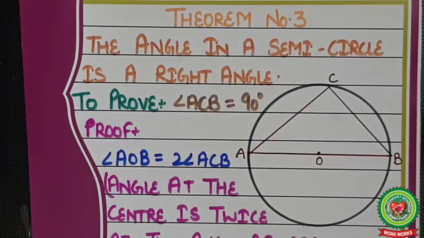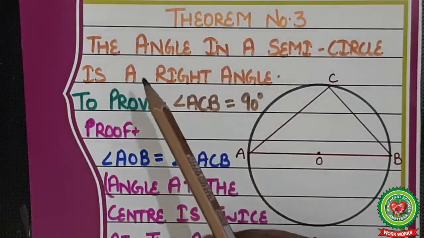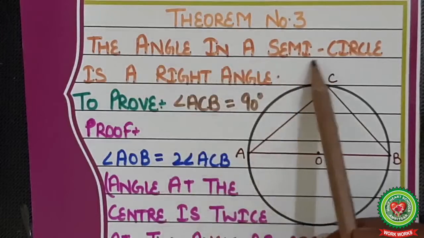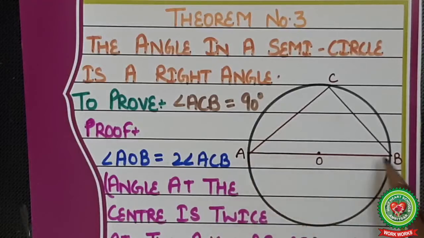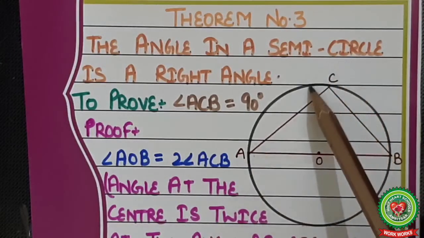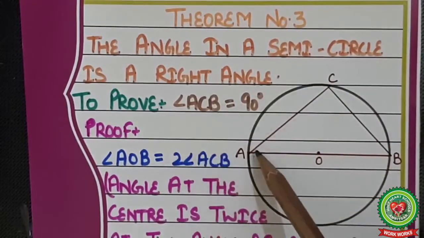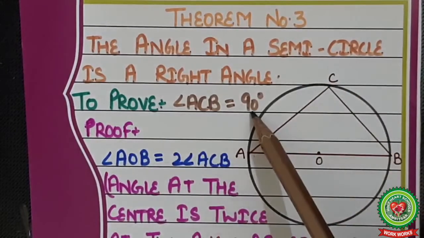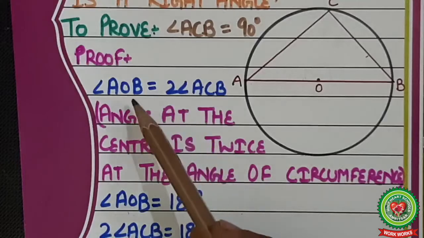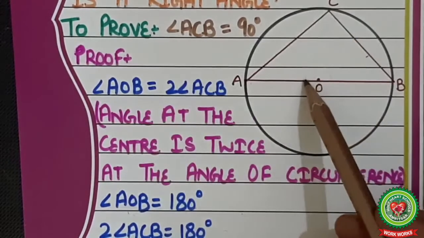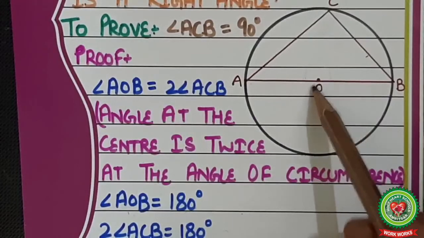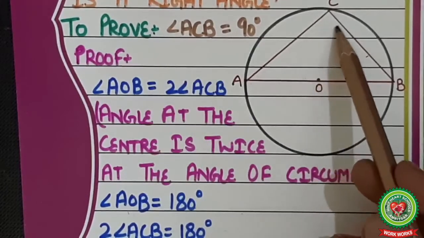Students, let's start with theorem number 3. Its statement is: the angle in a semicircle is a right angle. From the figure we can see that AB is the diameter, O is the center, and the angle opposite to the diameter is of 90 degrees. We have to prove that angle ACB is of 90 degrees. See the proof in the figure. Angle AOB is 2 times angle ACB, because angle AOB is the central angle and it will be 2 times this angle ACB.